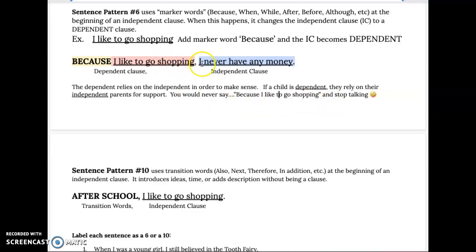You wouldn't just stop talking right here. You got to have it. And if that's the case, guess what you got to have? Dependent, comma, independent. Now pattern 10 kind of looks like it, but it's not.